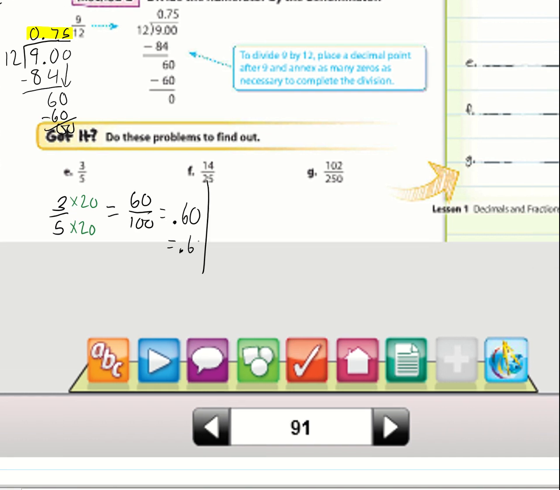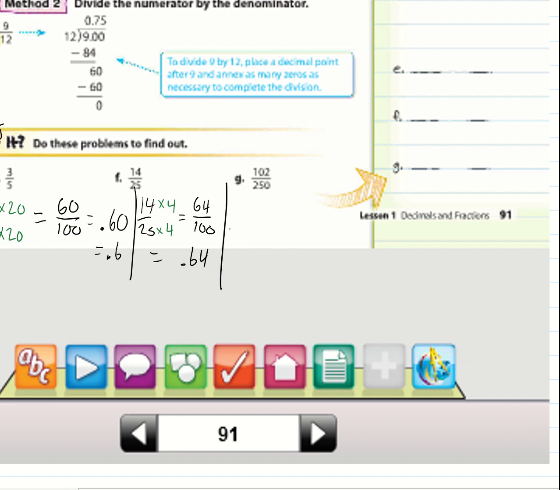Same thing with F, 14 over 25. I can get my denominator to 100 by multiplying it by 4, so whatever I do to the bottom, I must do to the top. So this is 56 over 100, and that's going to give me 56 hundredths.